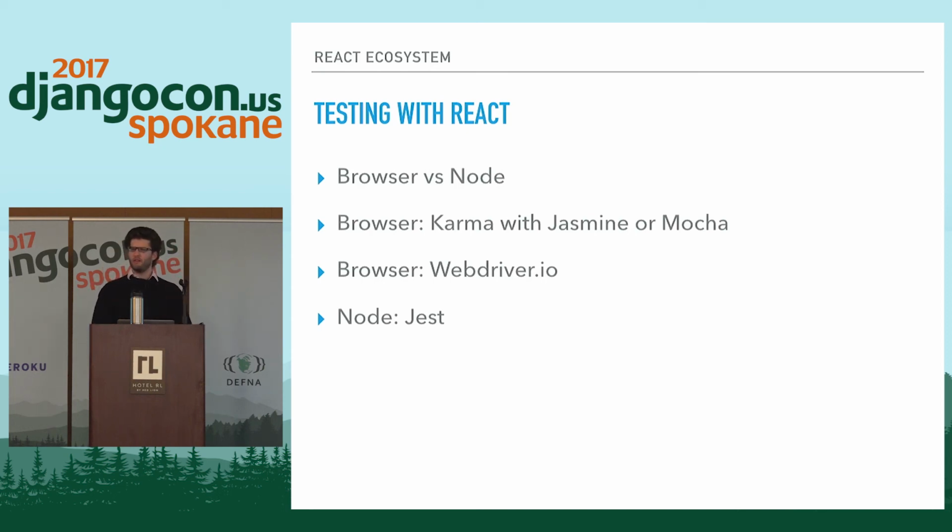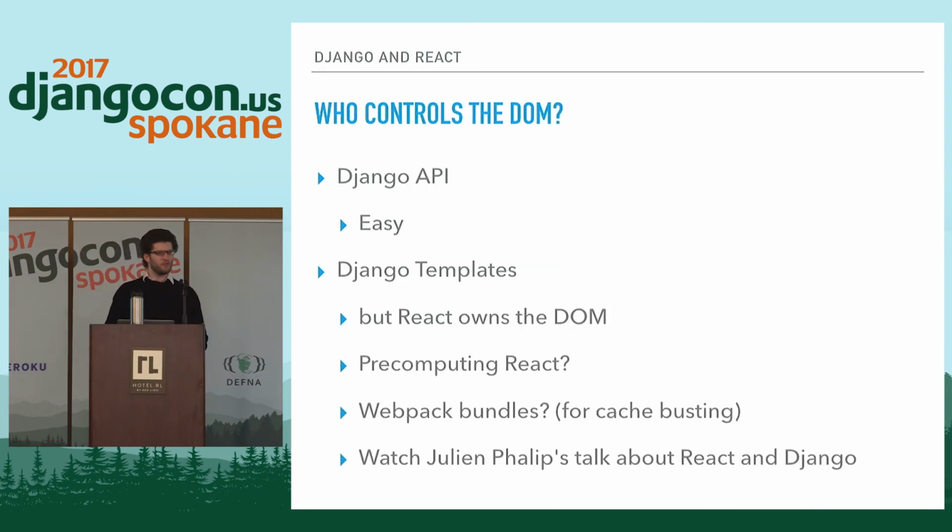There's a really important implication here. React owns the entirety of the DOM, right? It's got this virtual DOM, and it's in full control of the DOM. So how does that interact with Django and Django Templates? And unfortunately, there is no good answer here.